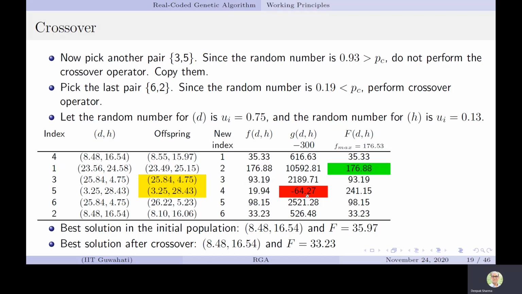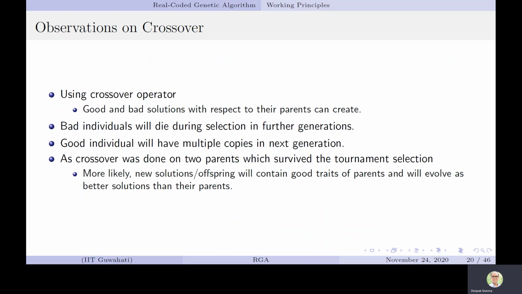176.53 plus 64.27. So the fitness is given here. The observation here is that in the initial population, the one solution having the best fitness had 35.97. And after the crossover, we get one solution, which is the last solution. The fitness value is 33, which is even better than the solution in the initial population. So we have the same observation that the crossover can generate good and bad solutions.